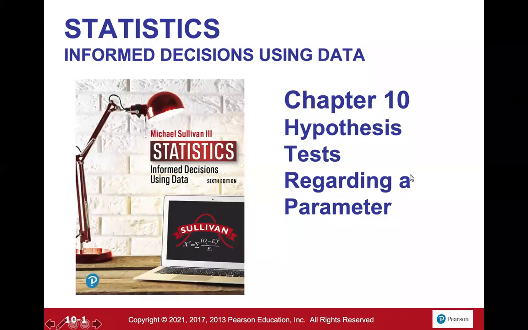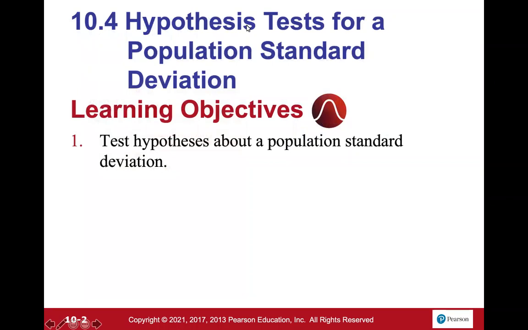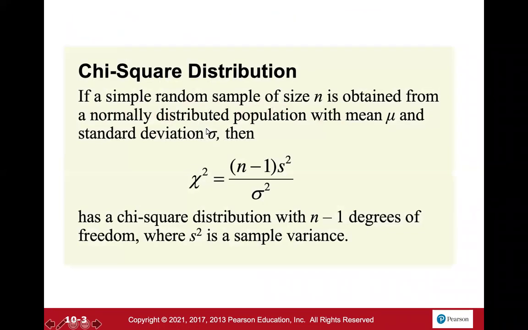Hey guys, chapter 10, hypothesis test, this time for standard deviation. Remember with standard deviation, we'll be using the chi-square distribution. That's what we were using when we were constructing our confidence intervals. And that's what we're going to use for our hypothesis testing about the standard deviation, and for variance too, if we need it for that too.